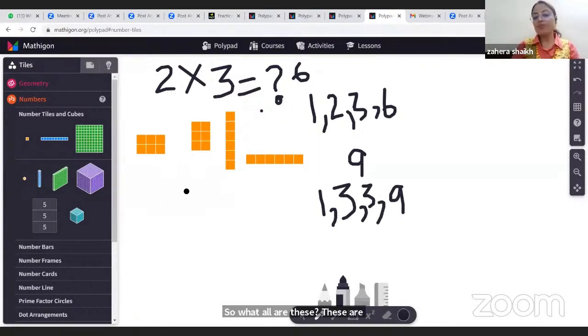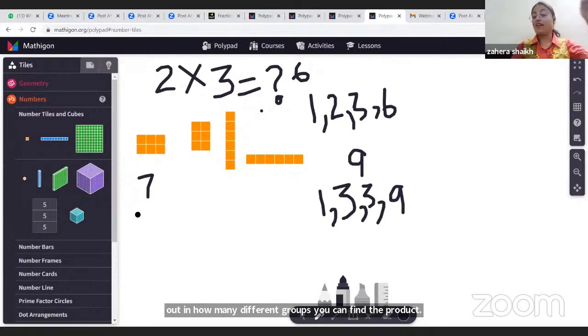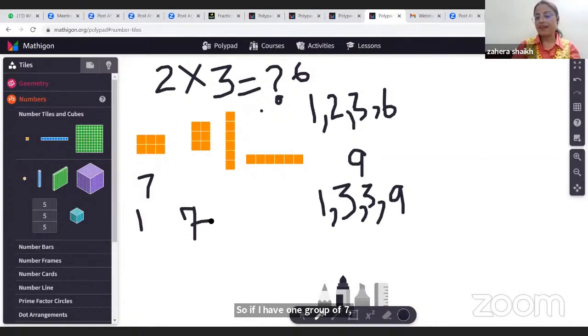Now after these numbers, again I'm asking my child to find out in how many different groups you can find the product as 7. So again, they are using their understanding and the knowledge from their memory, and they are trying to get the idea of how many groups I can make to represent 7 as a product. So if I have one group of 7, I can make 7, right? Or 7 groups of 1. Do I have any other combination, or can I make any other rectangle with another number? No, I cannot. Okay.